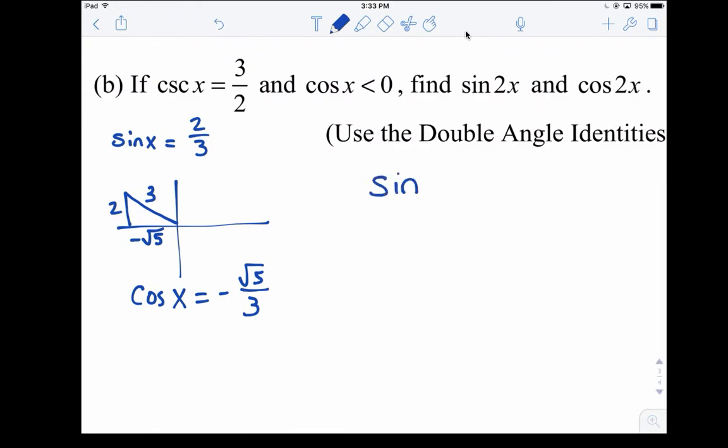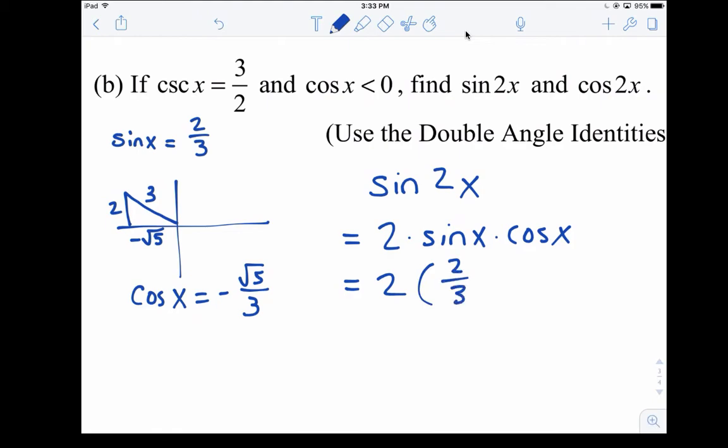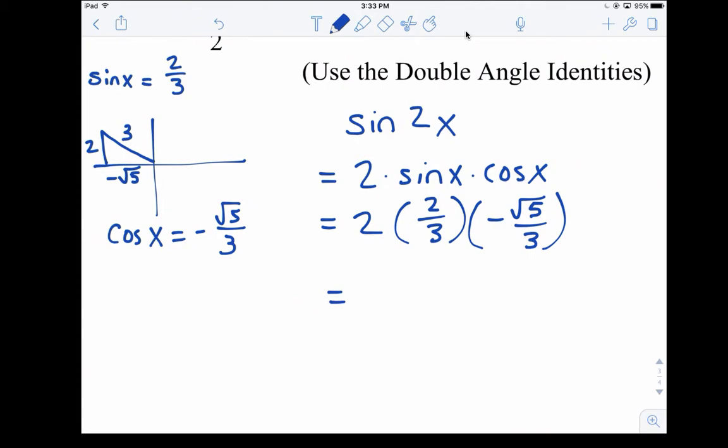Now that I have that information, I can figure out what sine of 2x is. Sine of 2x would be 2 times sine times cosine. And then all you're doing is just plugging in your ratios. So you have sine of x, which is 2/3, and you have cosine of x, which is negative root 5 over 3. So 2 times 2 is 4, times negative root 5 is negative 4 root 5. And then 3 times 3 is 9. So sine of 2x is negative 4 root 5 over 9.